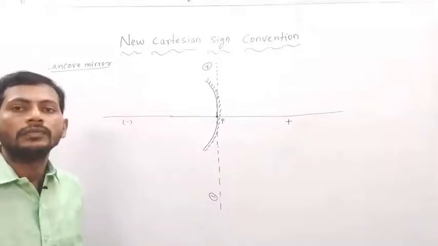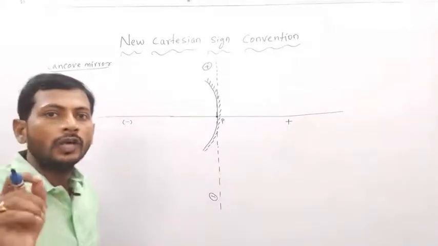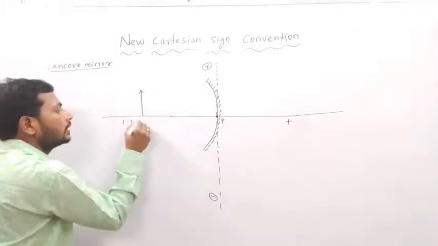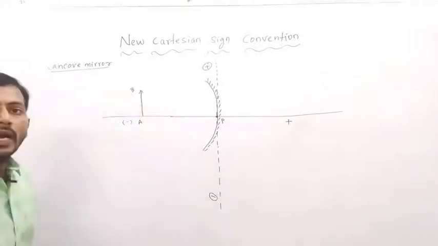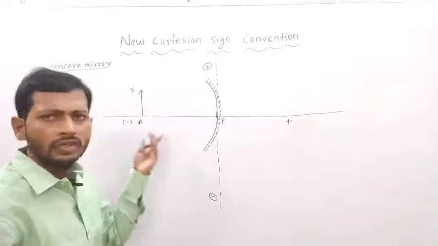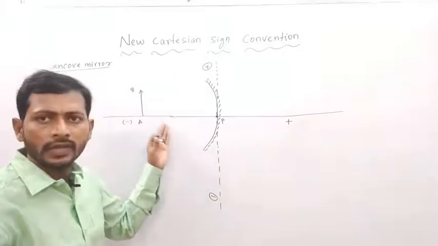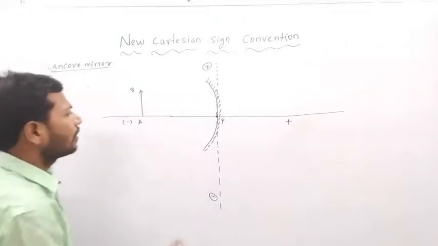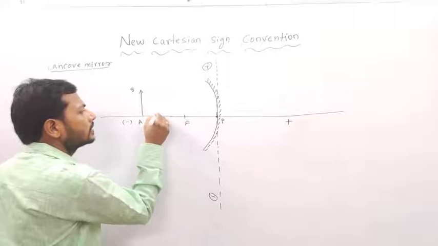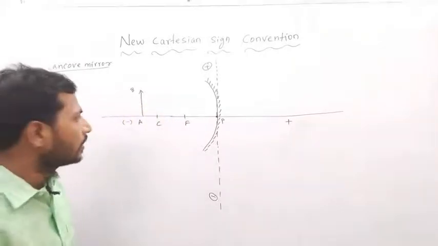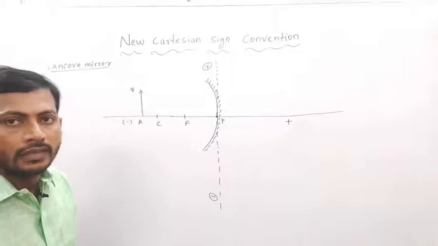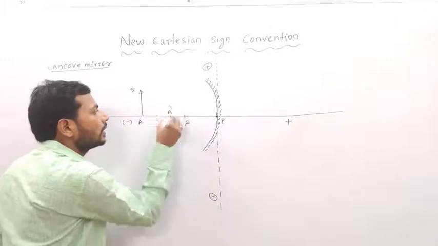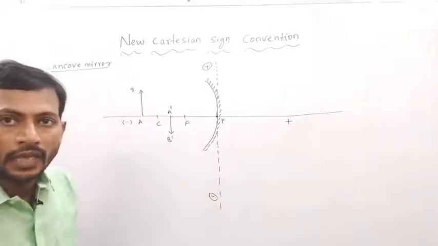For example, to make it easy to understand, I am going to take one example here. One object is kept here. This is the object AB, children, and according to the situation, if it is at the center or focus, or between the center of curvature and focus, then it is going to make the image. So now this is the focus, this is the center of curvature. You know very well, if the object is behind C, then the image is formed between C and F. This is A dash B dash, the image, children.